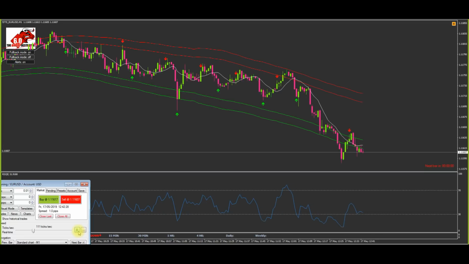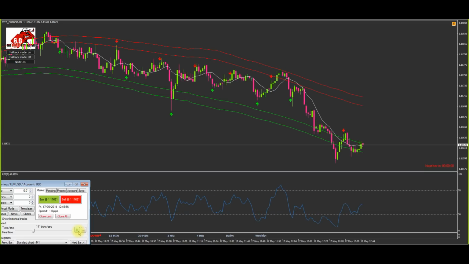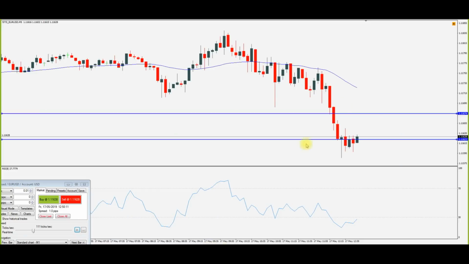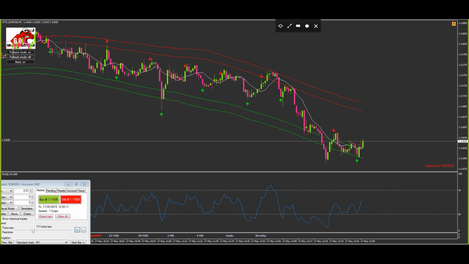I think we're going to get another signal any minute now. We might get a signal. Okay, we did get a signal. Would I take this trade? Well, yes, we've got our support, I can see that. We're still rejecting from this support area. Have we got momentum slowing down in the RSI? Yeah, I would take this trade. I would actually take this trade.